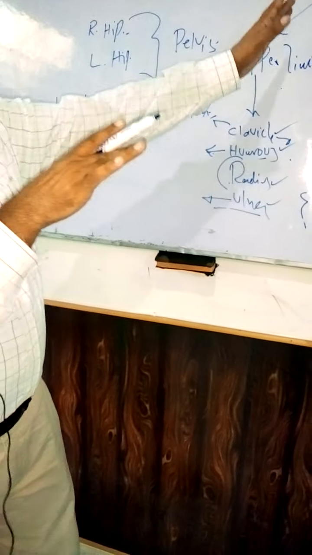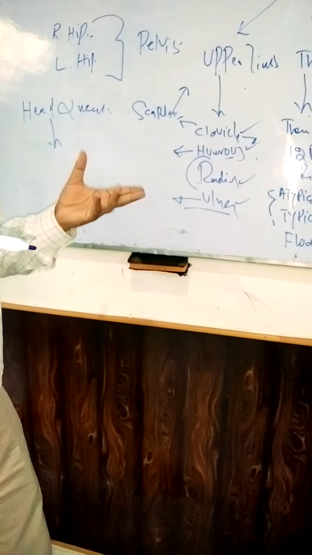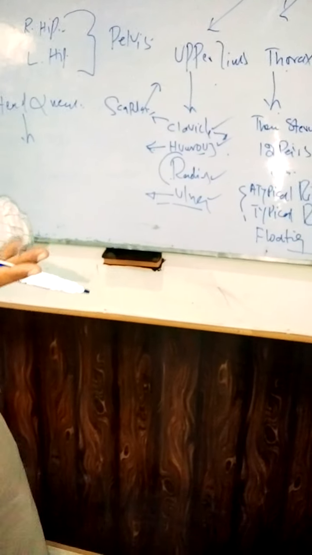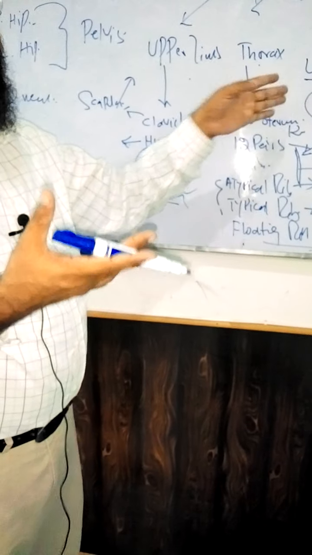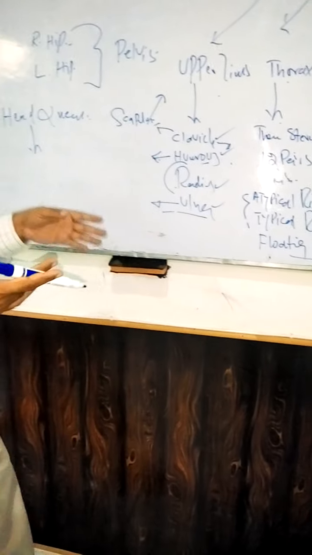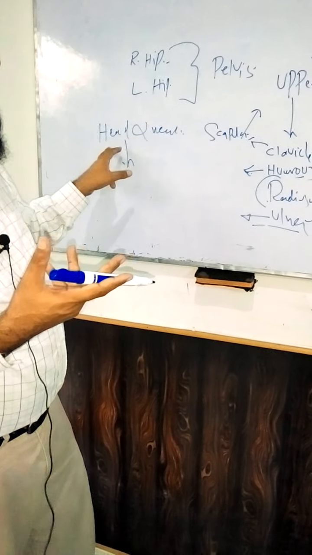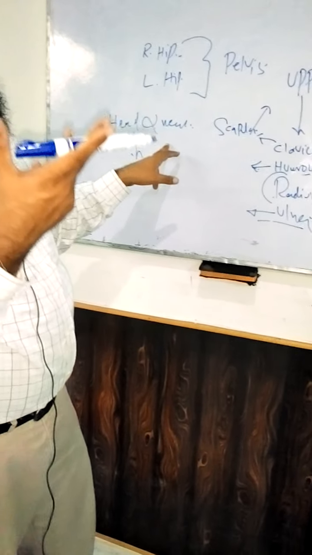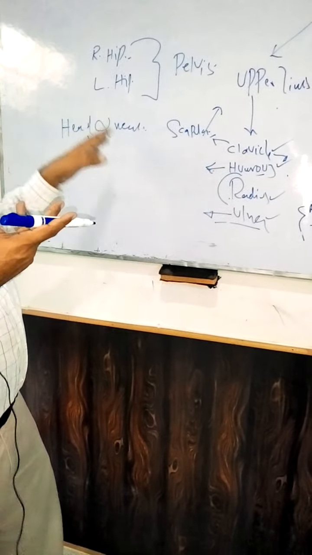First of all, in the upper limb you have the arm. In the thorax you have the chest region, which contains the ribs and sternum. In the lower limb you have the leg bones. In the pelvis you have the hip bone, and in the head and neck you have the face bones, skull bones, and neck vertebrae. We can discuss all these things.